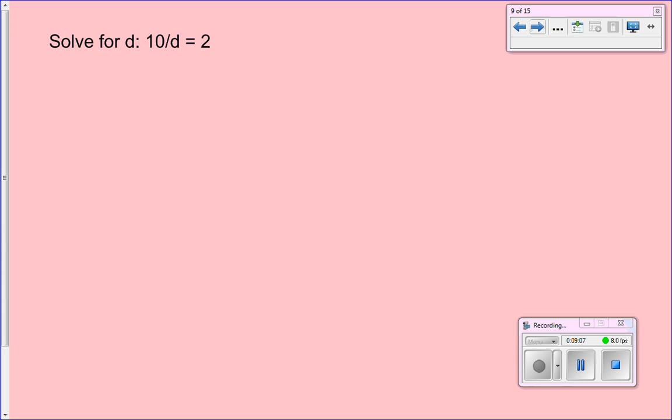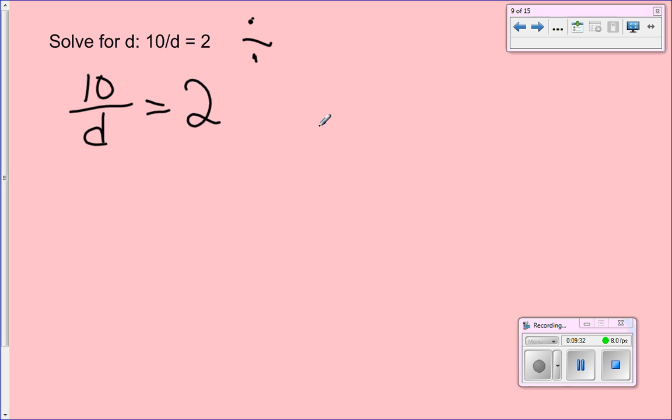And finally, we have a division problem. In this case, we're taking 10 and we are dividing it by d. And notice that we're using the fraction bar there rather than our usual division symbol. This is another thing they often will use in algebra. They'll set it up looking like a fraction with the fraction bar actually meaning division.